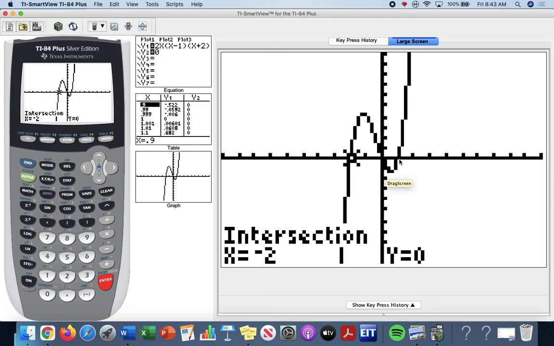And then at x equals 1, the derivative goes from negative to positive. So that means the original goes from decreasing to increasing. So that's another local min. So again, the idea is we're using f prime of x here to find out information about the original f of x.